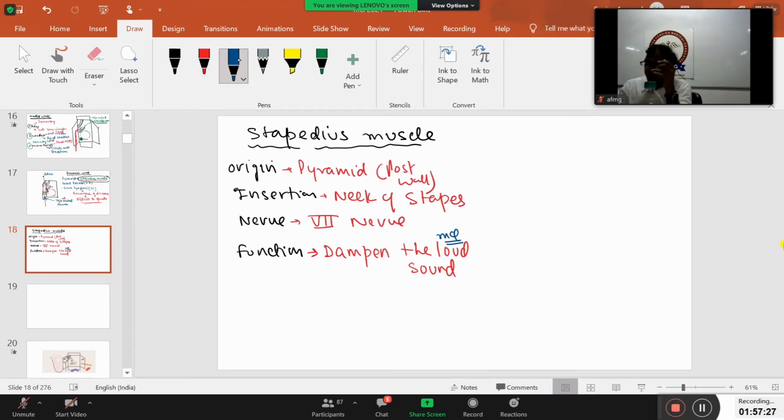What is the meaning of this word damping? To reduce the loudness of the sound. It will reduce the loudness of the sound, and that's why it's called to dampen the loud sound.